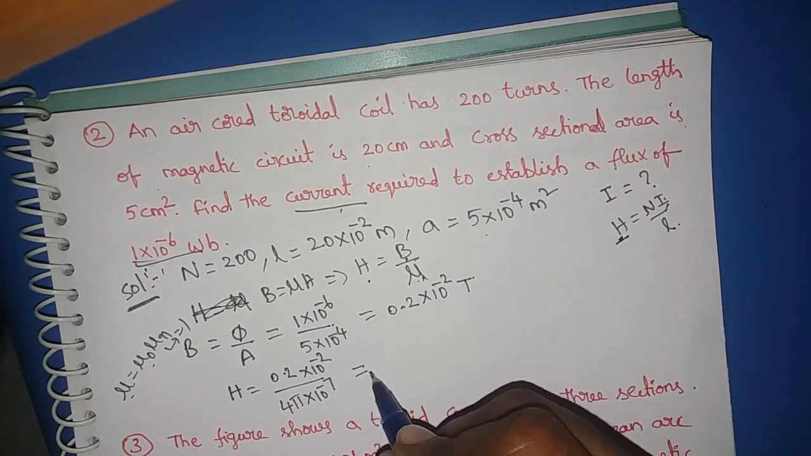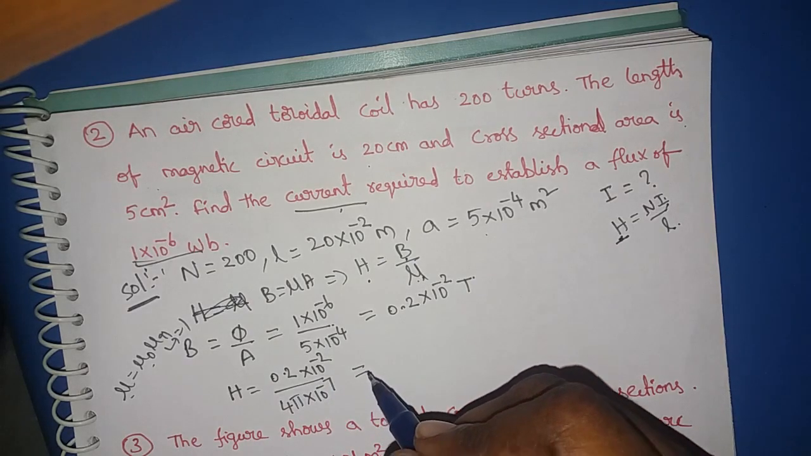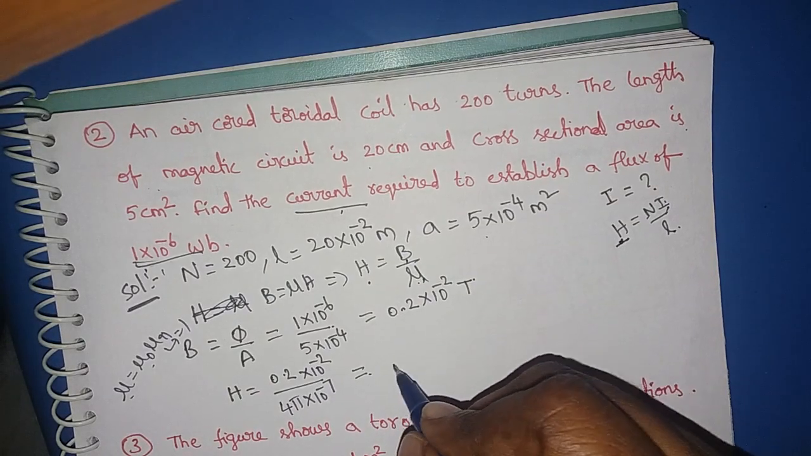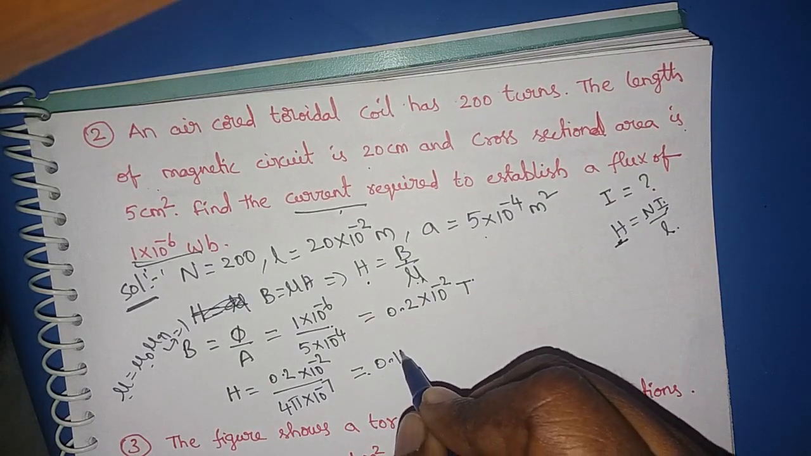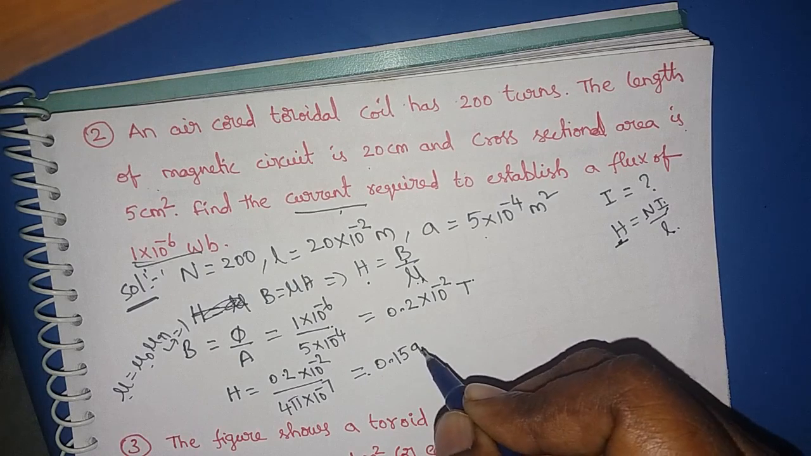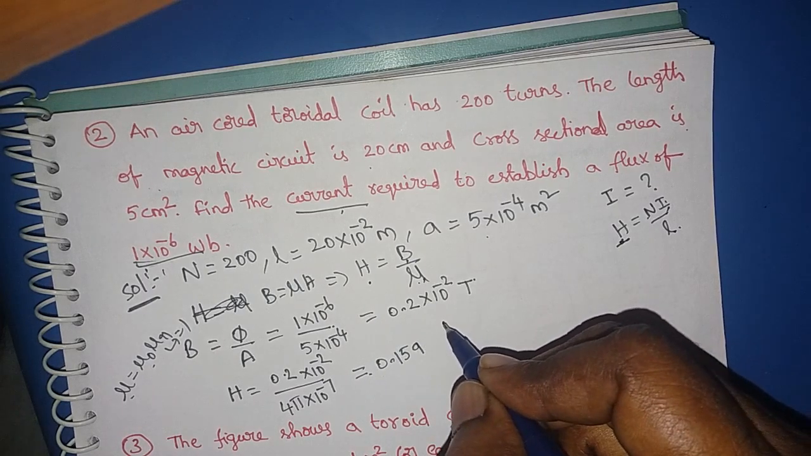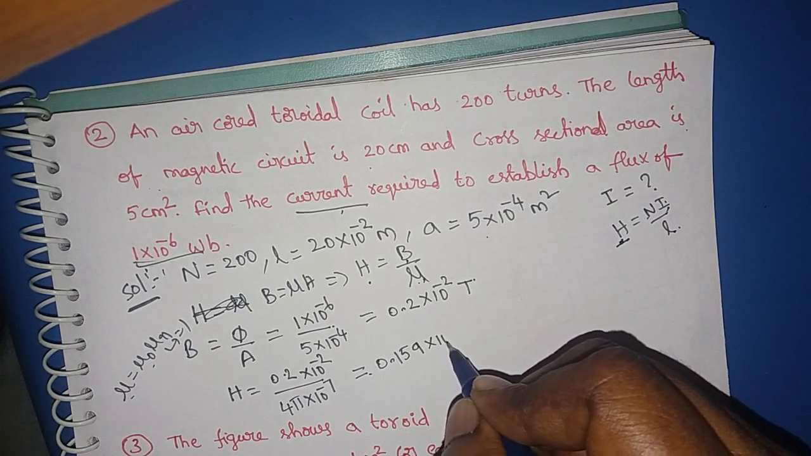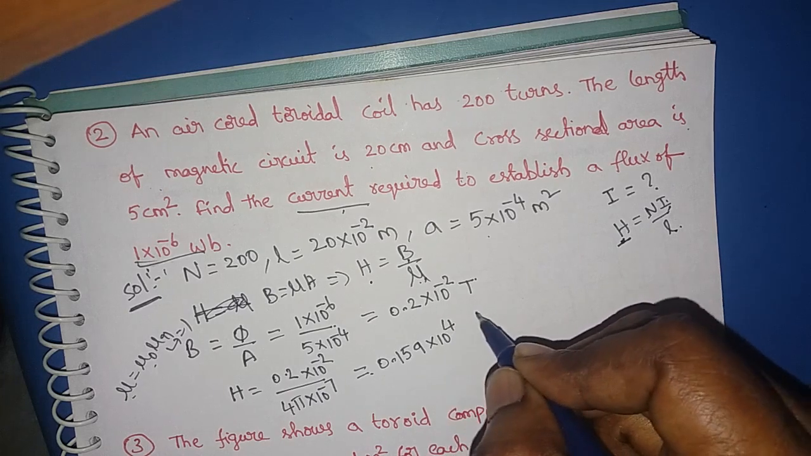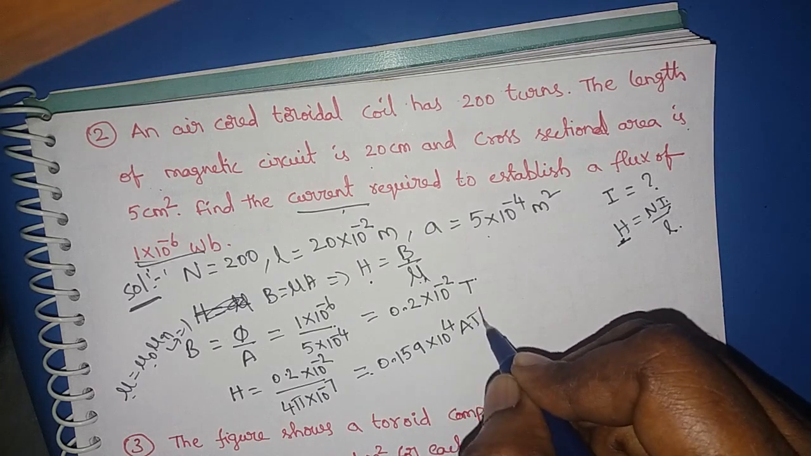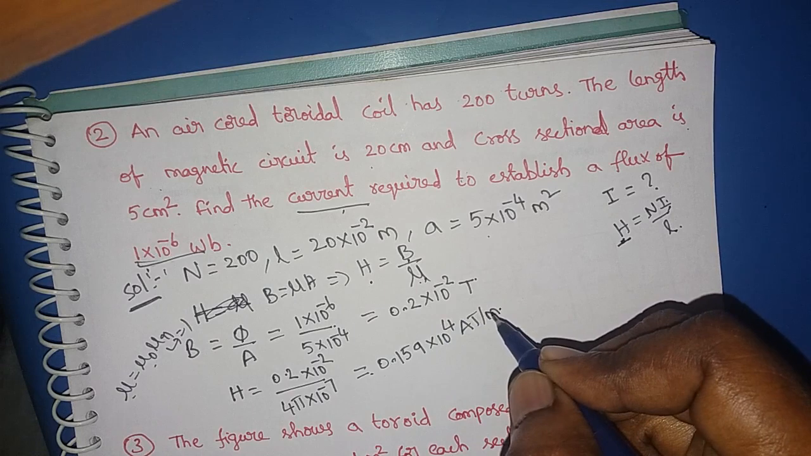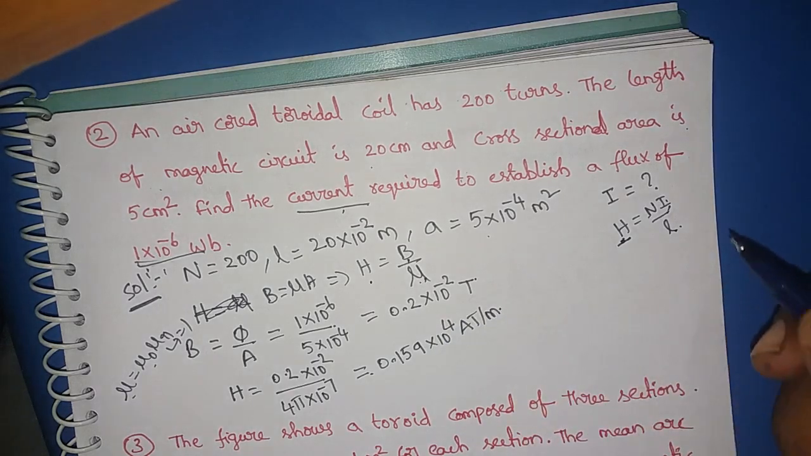So hence this value is 0.159 into 10 power 4 ampere turns per meter. Okay, so now what is the value of current?